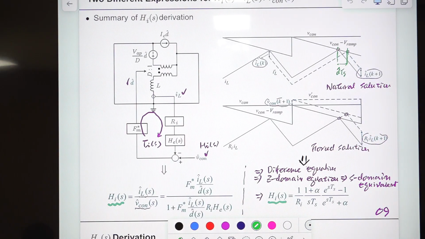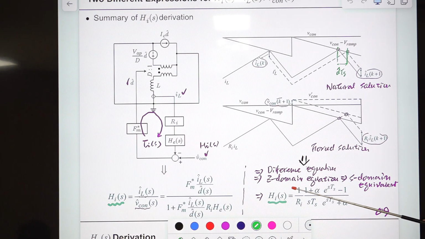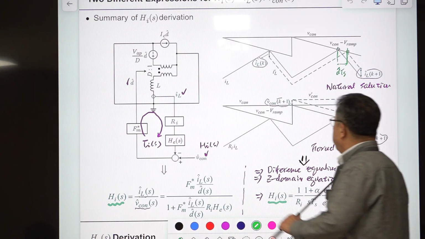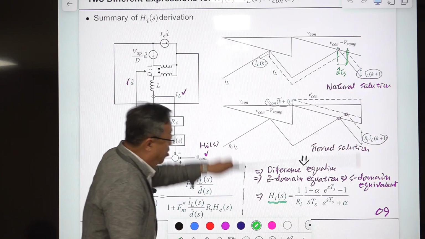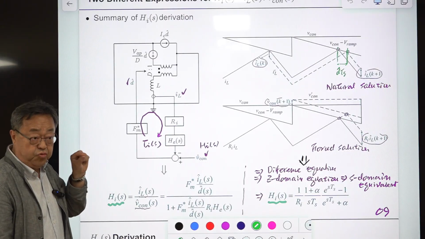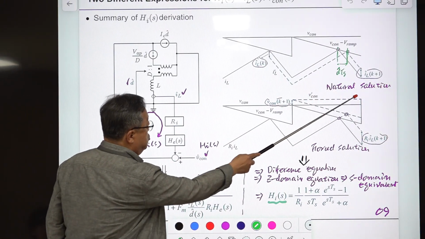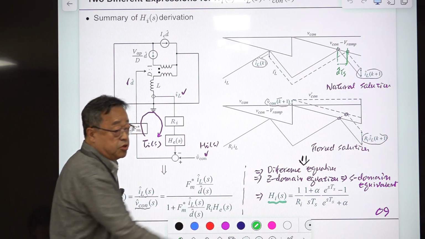And we have another equation. So we derived one equation, and we derived another expression for the HIS. Okay, that was a little bit difficult, but it is summarized here. We mentioned two different solutions. One is the natural solution, and the other is the forced solution.